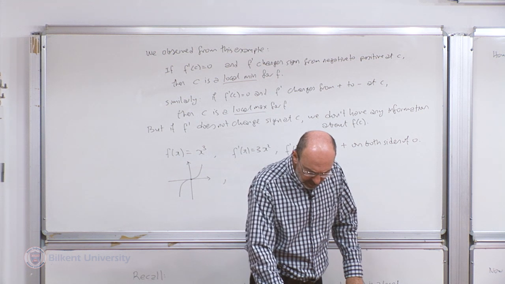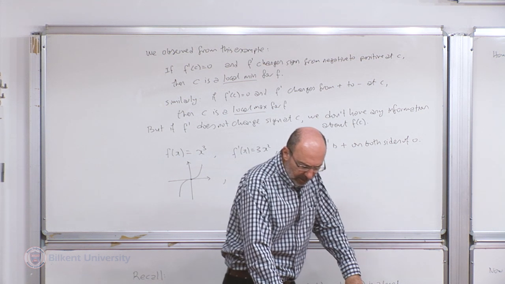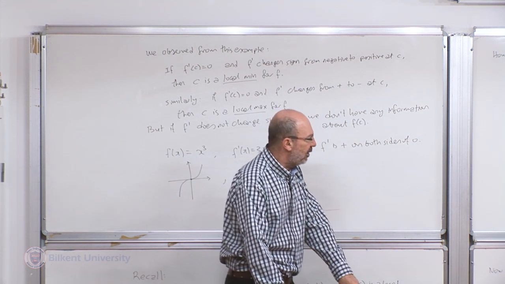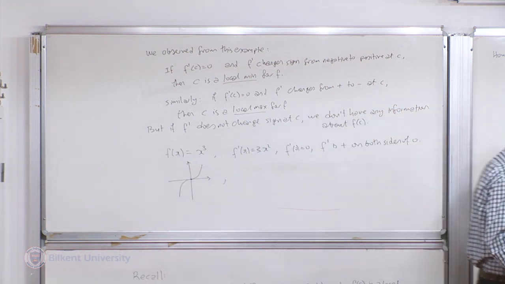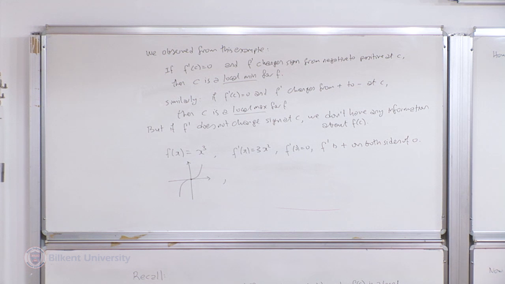The next thing is, what does the second derivative say about the graph? The second derivative is the derivative of the first derivative. The derivative tells how fast the function is increasing. So the second derivative gives us sort of acceleration, how fast the speed of the graph is changing.